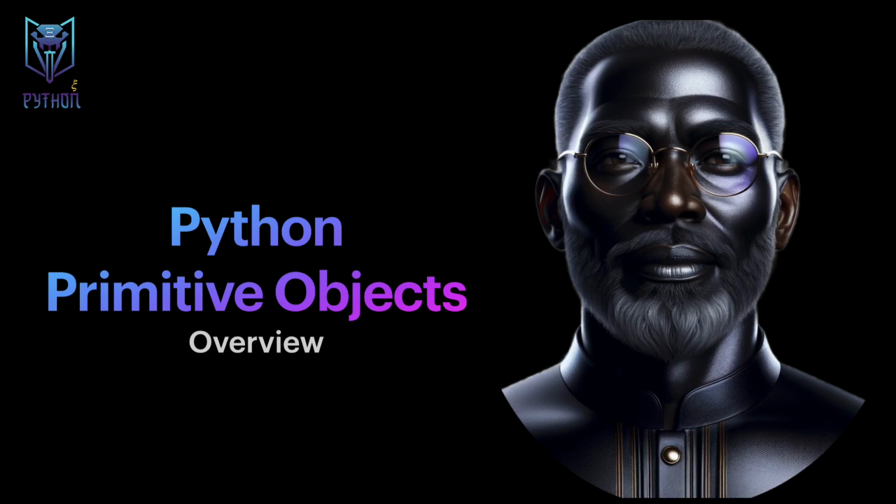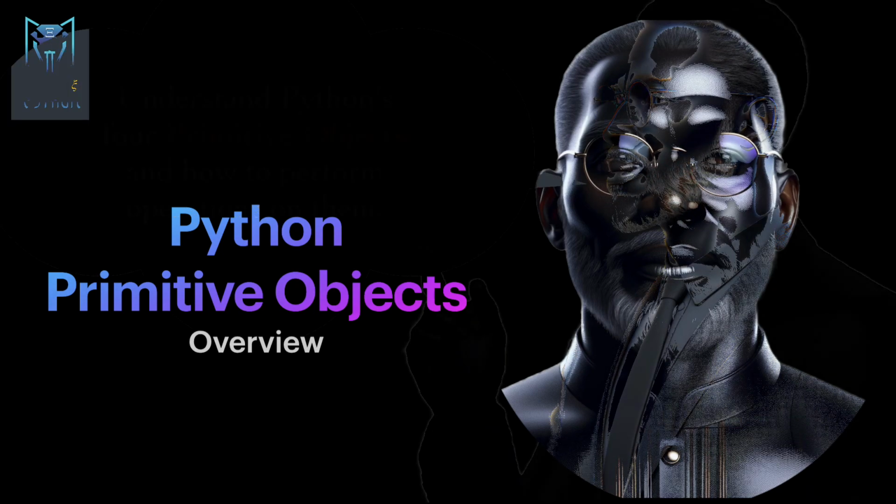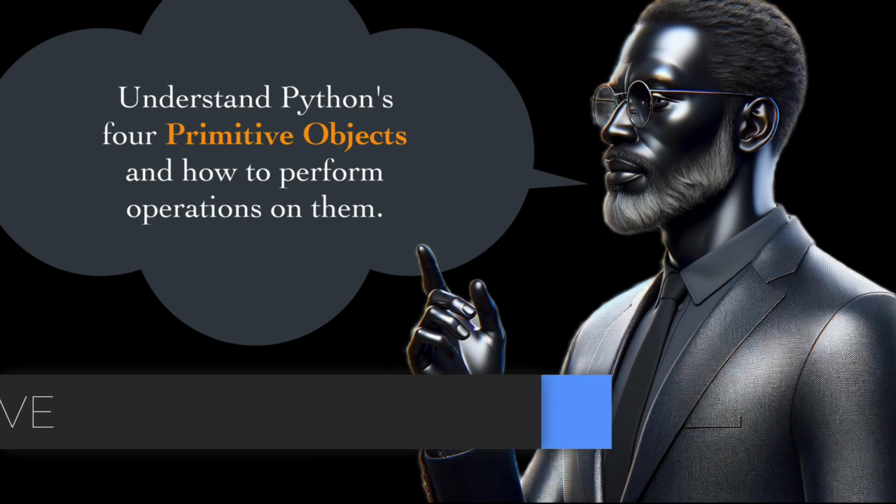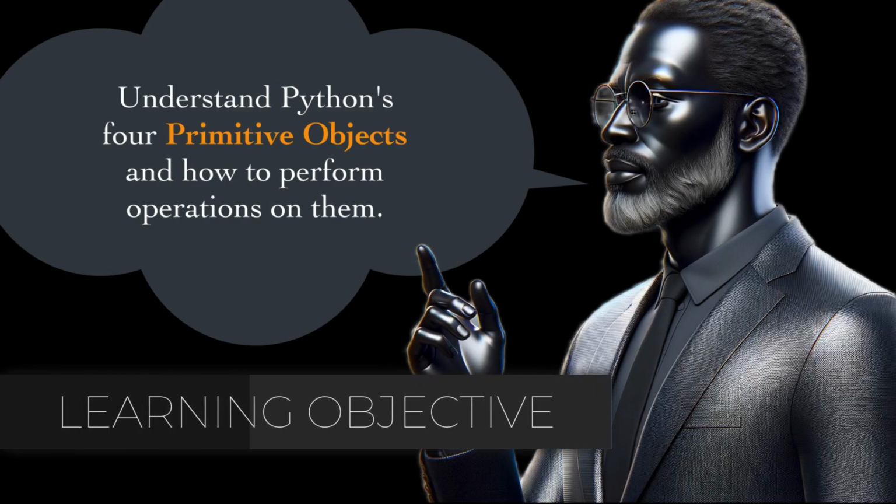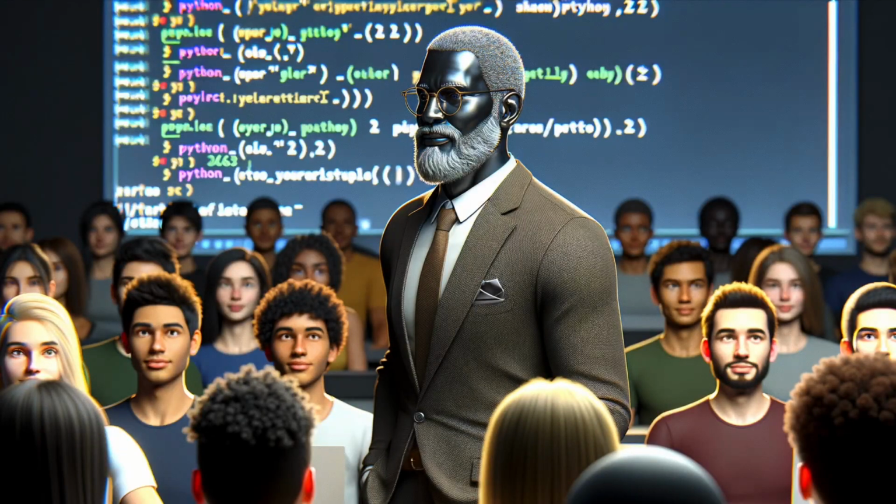My goal is to provide an overview of Python primitive objects. Our learning objective is to understand Python's four primitive objects and how to perform operations on those objects. With this unit we begin in earnest our study of Python.